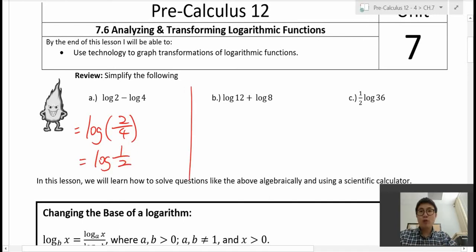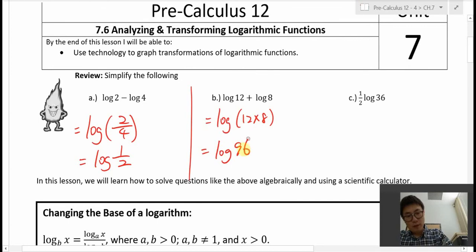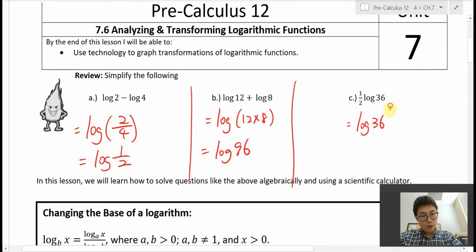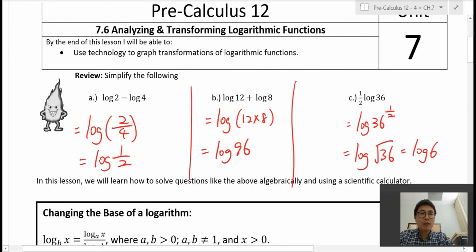And when we have additions of two logs, we can simply multiply the numbers. So this is going to be 12 times 8, so this is going to be log of 96. Finally, we can always bring the coefficient to the exponent position. So it's going to be 36 to the power of 1/2. And now, if you recall, to the power of 1/2 simply means square root of 36. So this is going to be log of 6. Okay, so that's what we did last time. These were the 3 rules that we looked at last time.